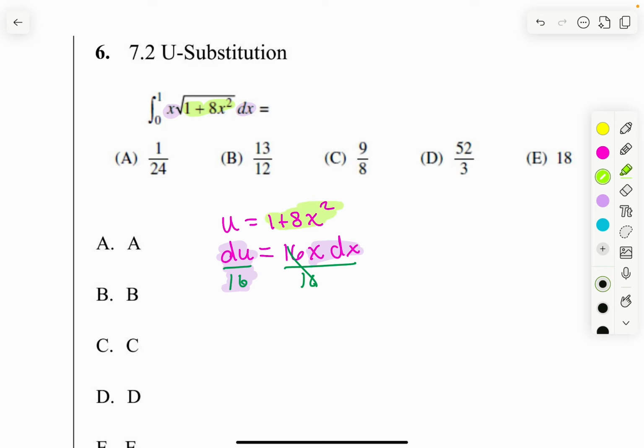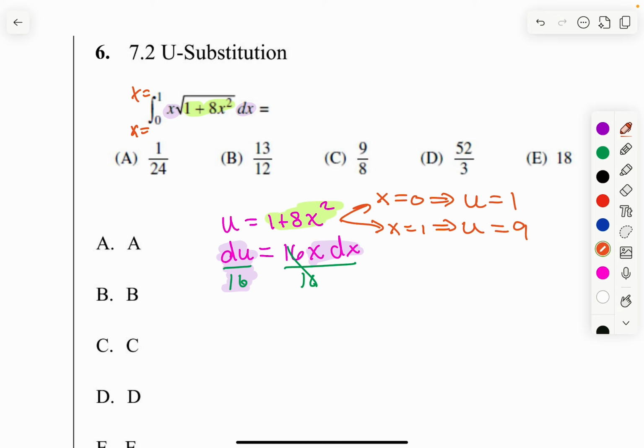Now the only other thing to do is to update the limits of integration, because remember this is as x goes from 0 to 1. So according to this relationship, x equaling 0 means that u is equal to 1, and x equaling 1 means that u is 9.